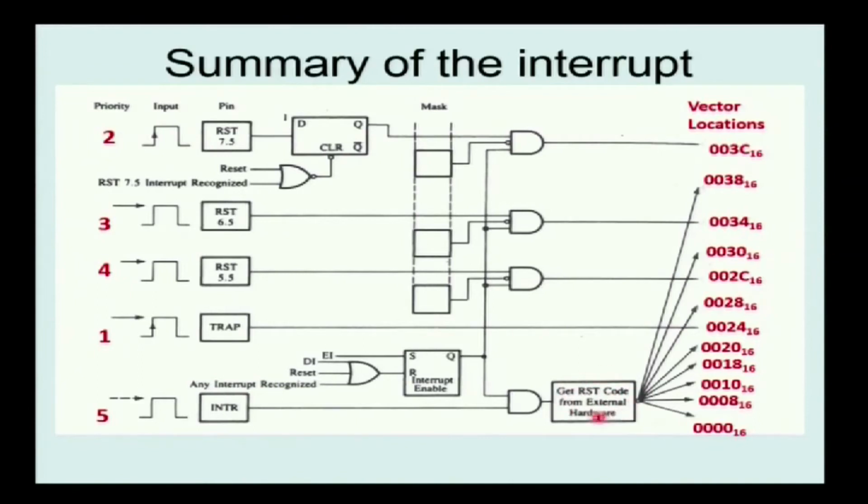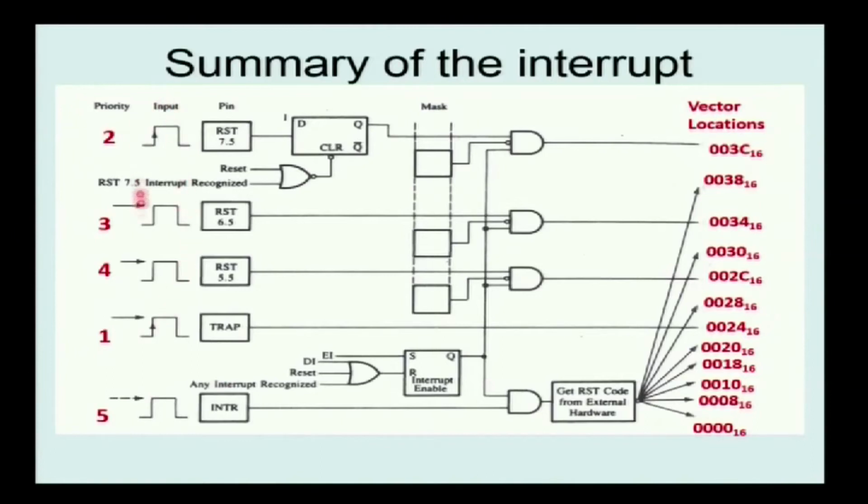Here an external device needs to supply the address. So, after identifying the number, it will be multiplied by 8. So, the addresses are 00, 08, 10, 18, 20, 28, 30, 38. These 8 are the RST instruction vector addresses.